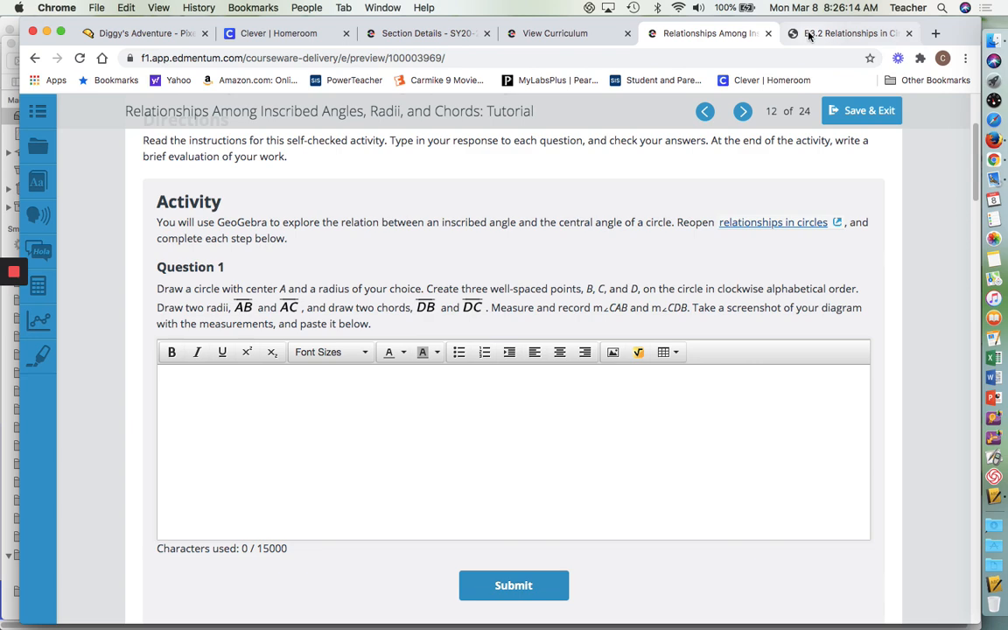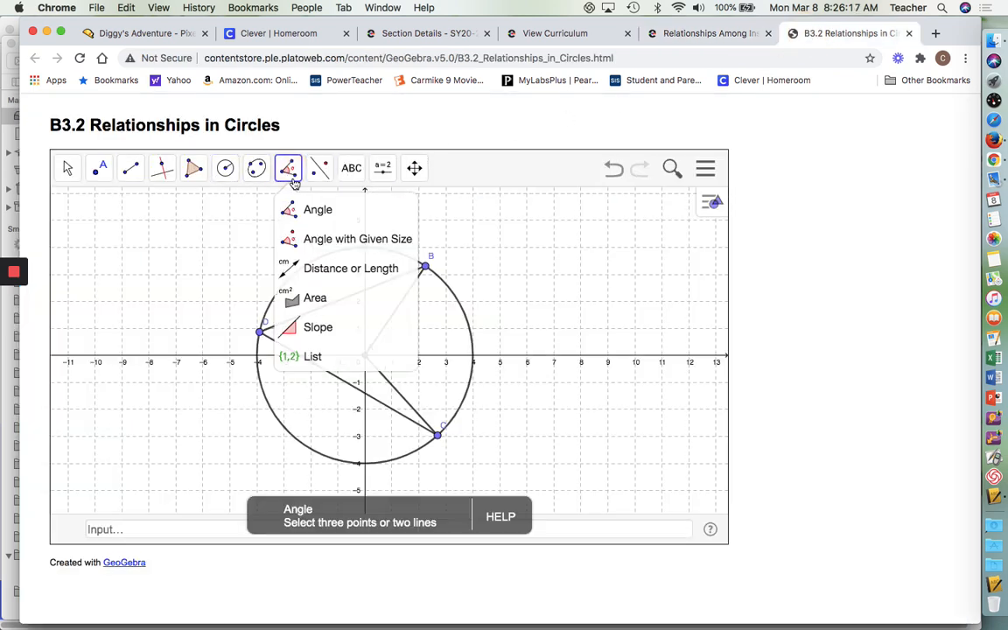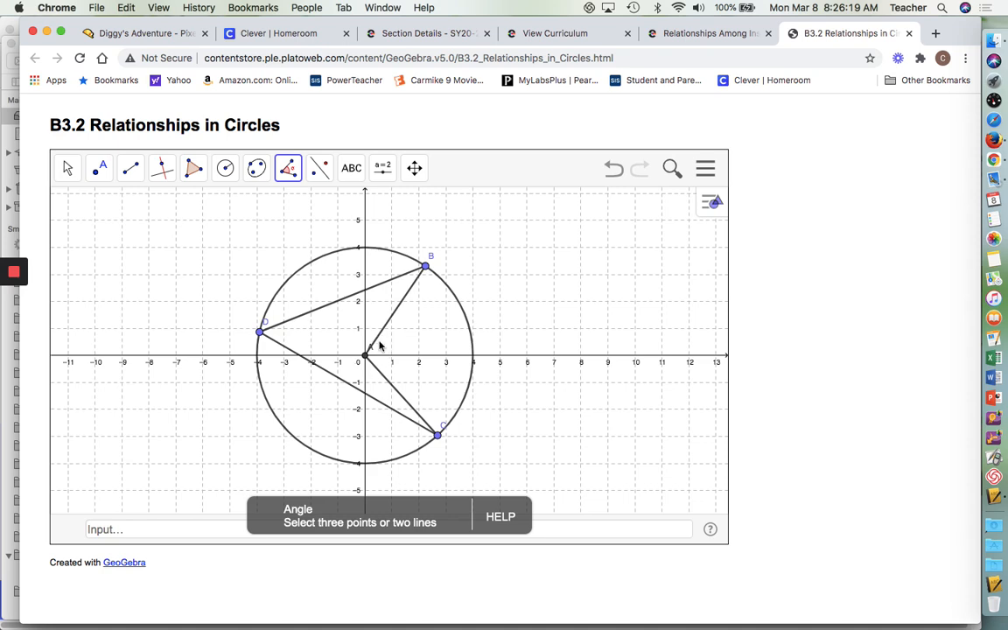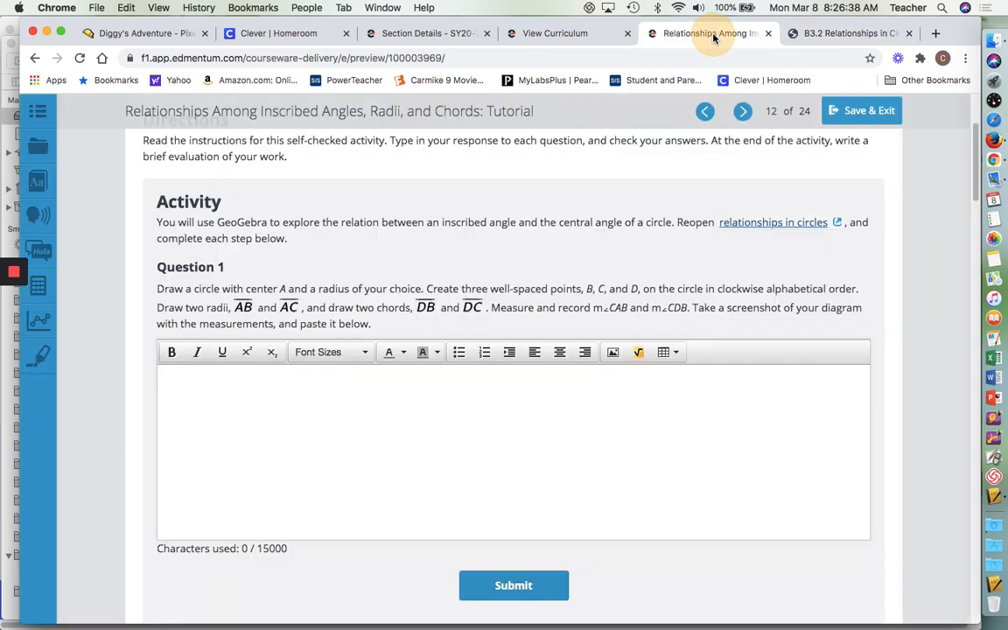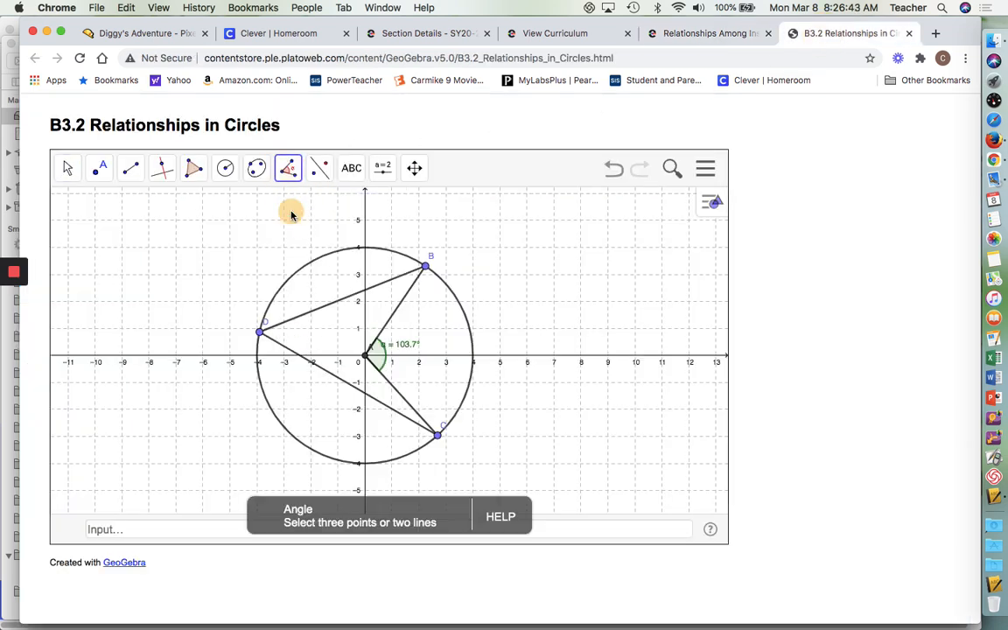So CAB. So come over here to your angle icon and select angle. And since I'm looking for angle A right here, I got to go in a clockwise motion. So I'm going to click on A first. I'm sorry, that's a C. Click on C first, then A, then B. All right, let me move that out so you guys can see it. I got 103.7. Oh, I know where they're going with this. Okay. Now I got to find angle D, CDB. So I'm over here to angle. Click on C, D, B. All right, and that's 51.85.